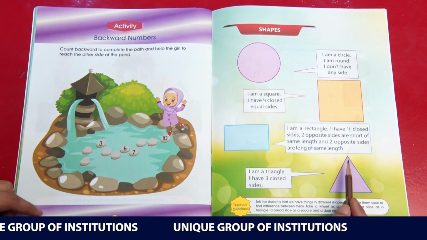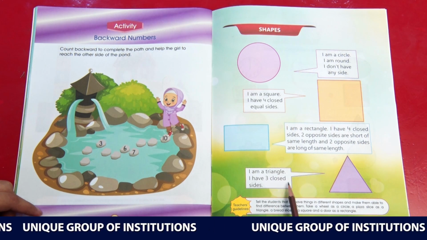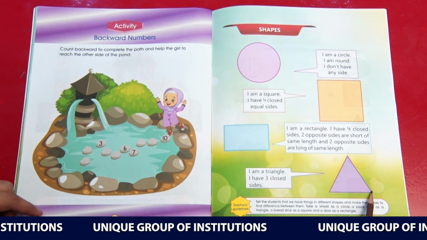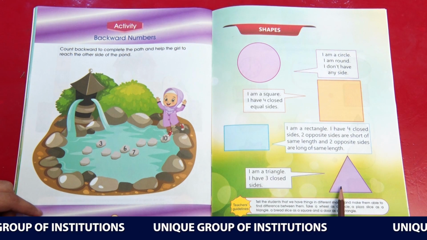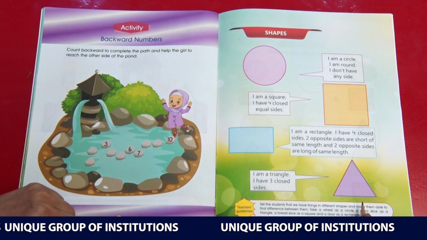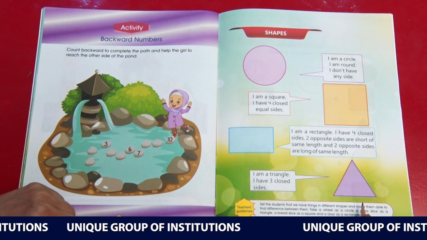Now we have triangle. I am a triangle. I have three closed sides. As you can see, it has three corners. 1, 2, 3. So this is triangle. I hope you all learned the shapes very well. So do the practice at home.